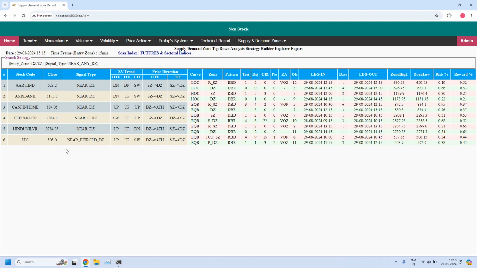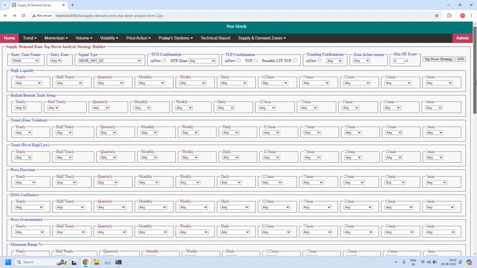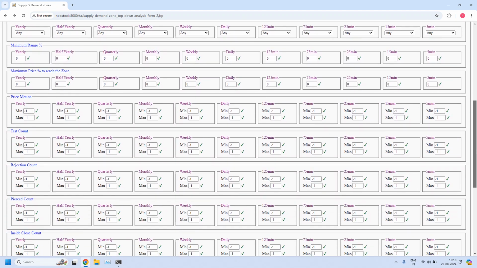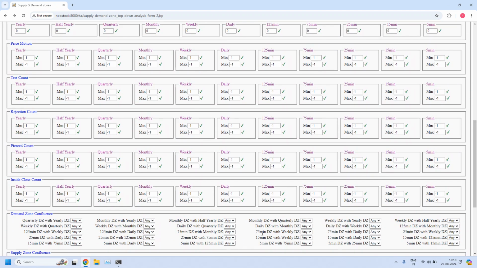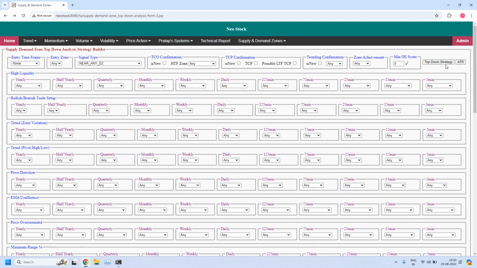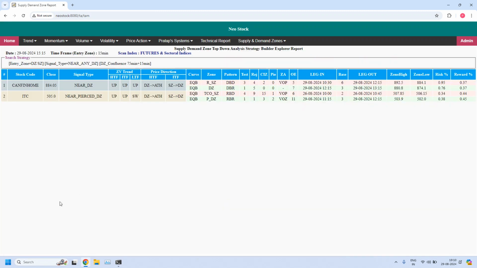Let's verify whether any of these stocks have an ITF demand zone confluence, that is 15 minutes and 75 minutes demand zone confluence. So 15 minutes demand zone with 75 minutes demand zone enabled. Let's filter. So 2 stocks are filtered. These 2 demand zones, but here ITC is already pierced.